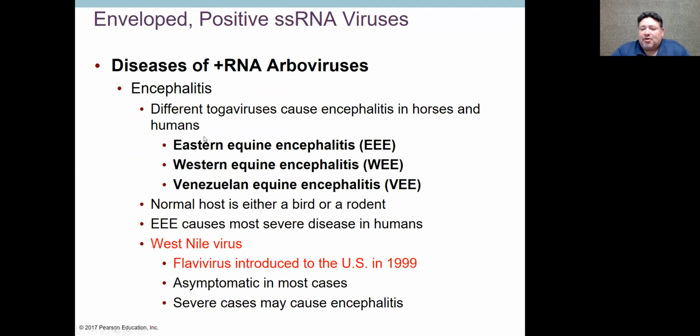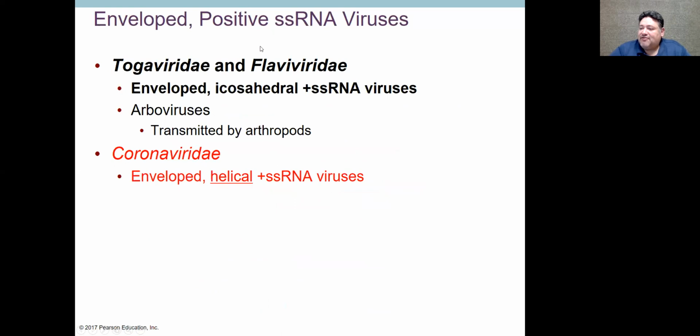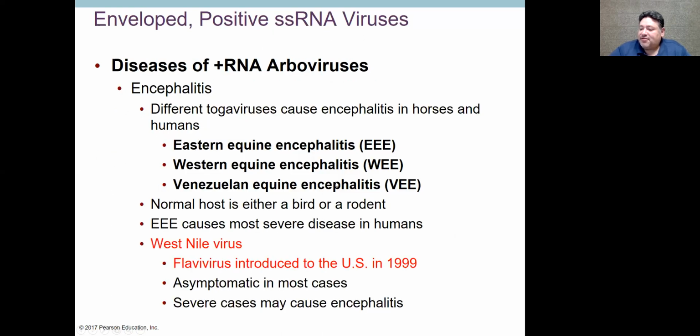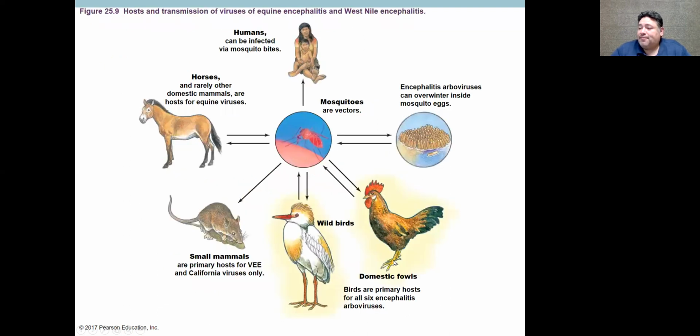Again, I'm only hitting those viruses that are important to us. So now we're looking at West Nile virus and acknowledging that it is a Flaviviridae. Again, like the others, it's an enveloped, icosahedral, single-stranded RNA virus. It was introduced into the United States in 1999. It was in the news all over at that time.